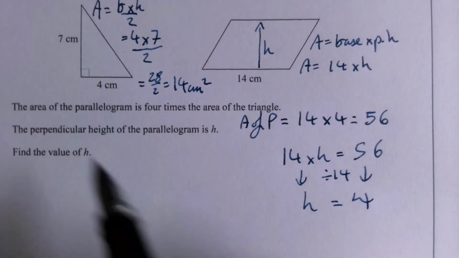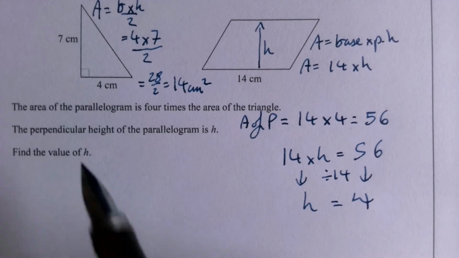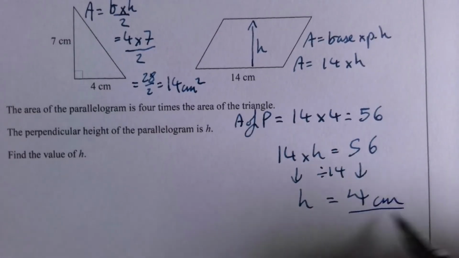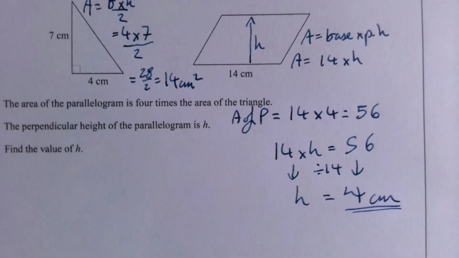And we don't need the units here because it just says what's the value of h, which is 4, but it is always safe to put the units in. They won't take a mark off for having them in there.